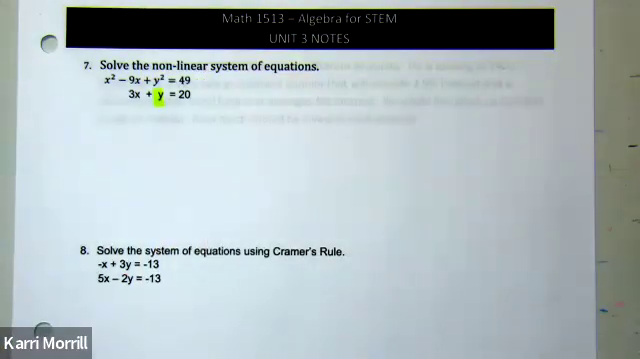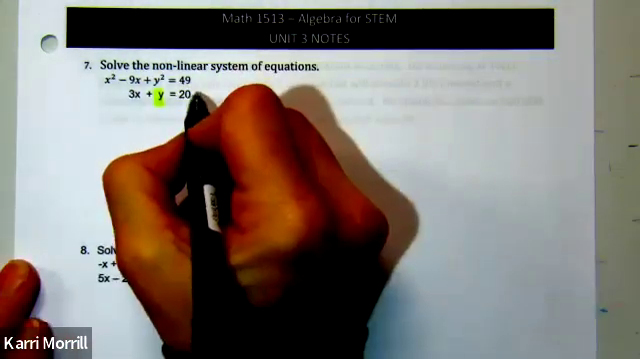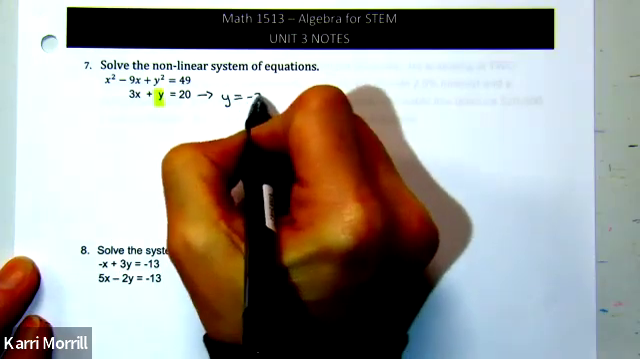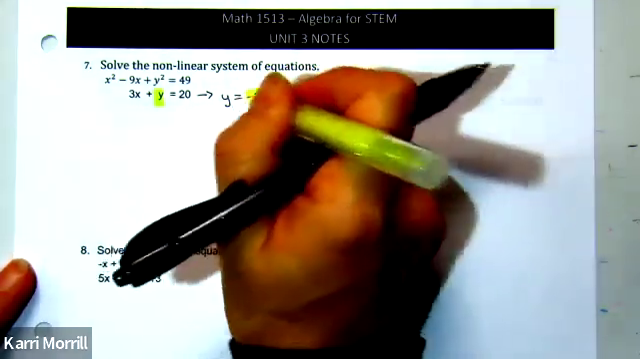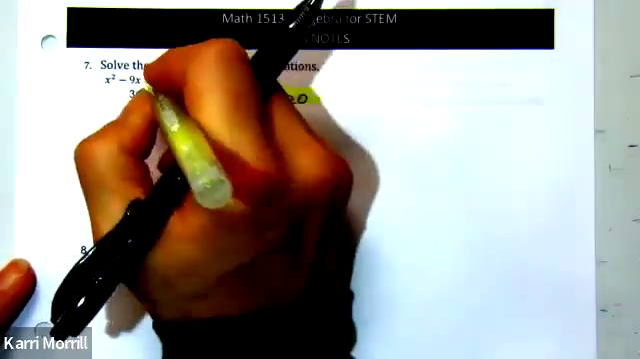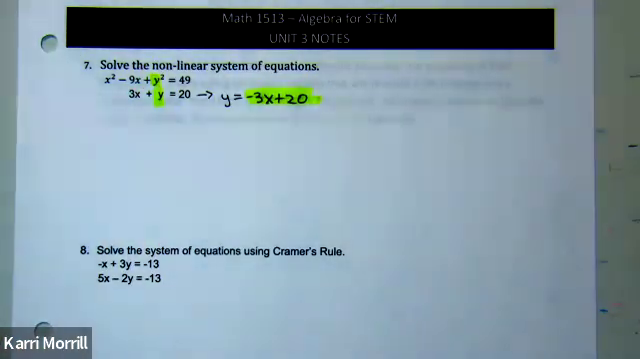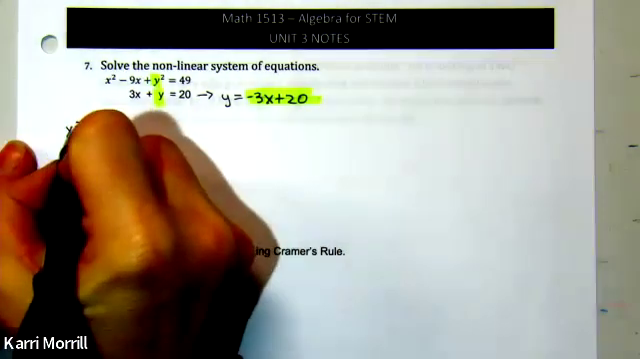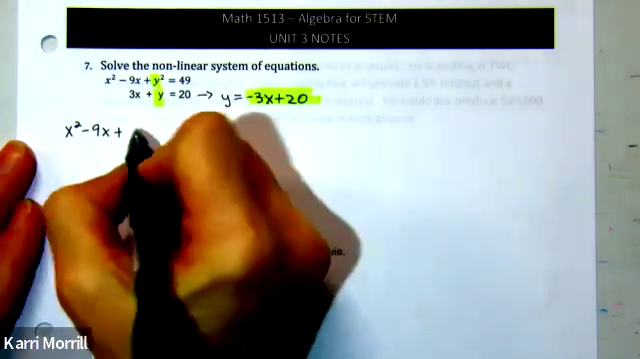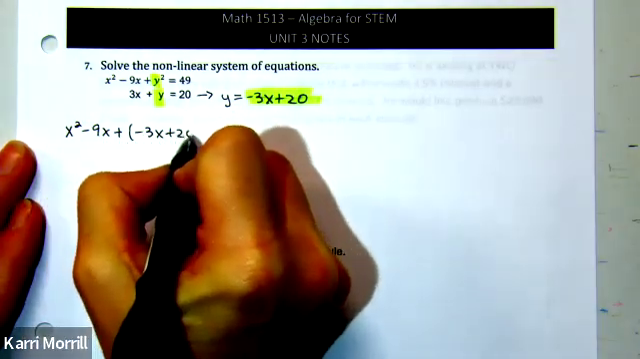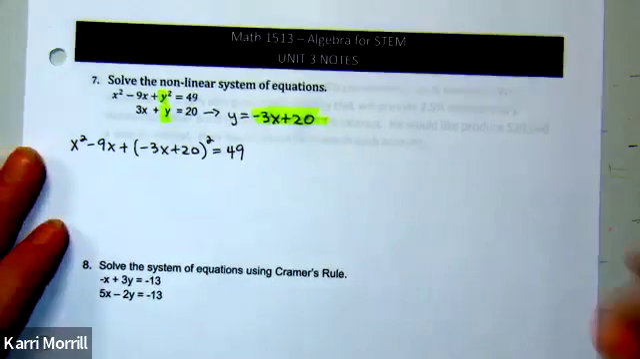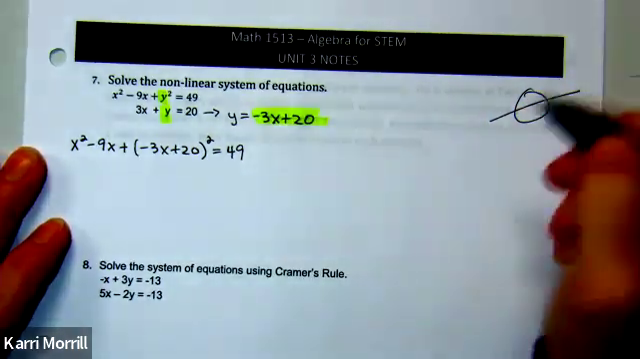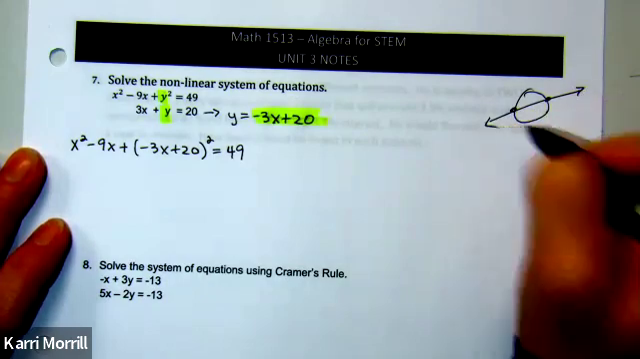So I'm going to get y by itself. And that's really quick and easy here because we would just be subtracting 3x to the other side. So I'm going to take that negative 3x plus 20 and plug it into the other equation's y. So we have x squared plus negative 3x plus 20, squared, equals 49. So this could be a graph like that probably. Okay, it's going to have 2 intersection points.